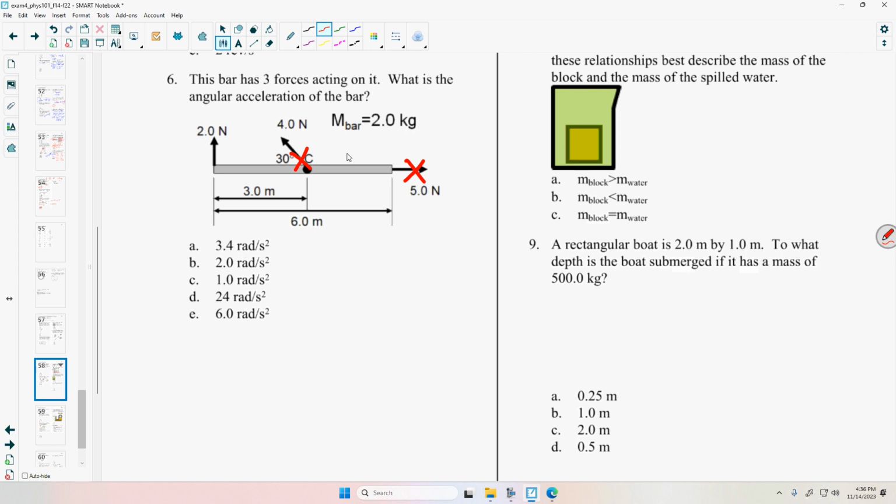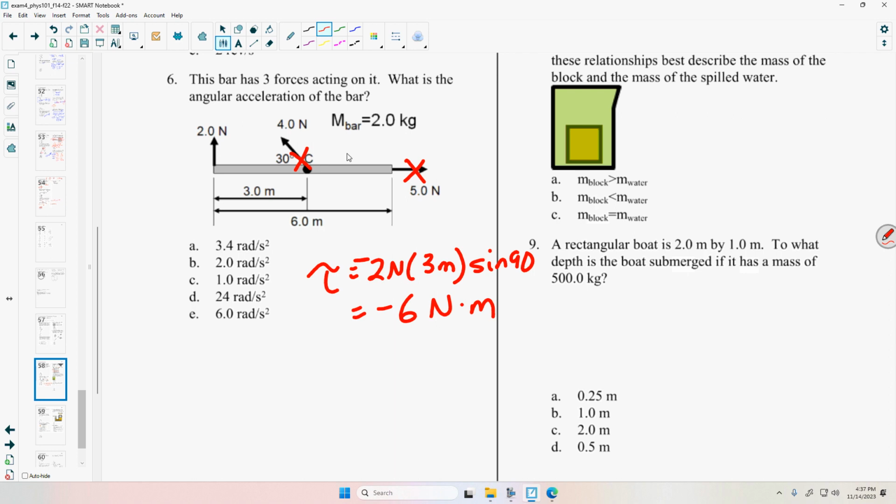So I only have 2 times 3. So my torque is equal to 2 newtons times 3 meters times the sine of 90. Sine of 90 is 1. That is a clockwise torque, so it is negative. So it's negative 6 Newton meters. So the negative becomes unnecessary in this problem because I'm just asking for the magnitude of it.